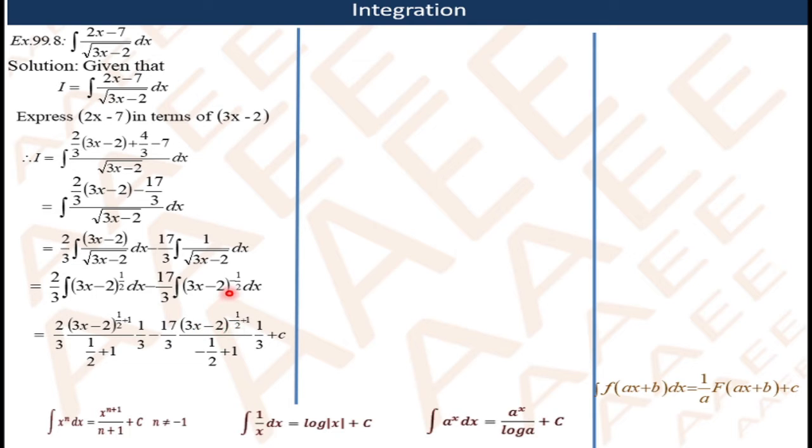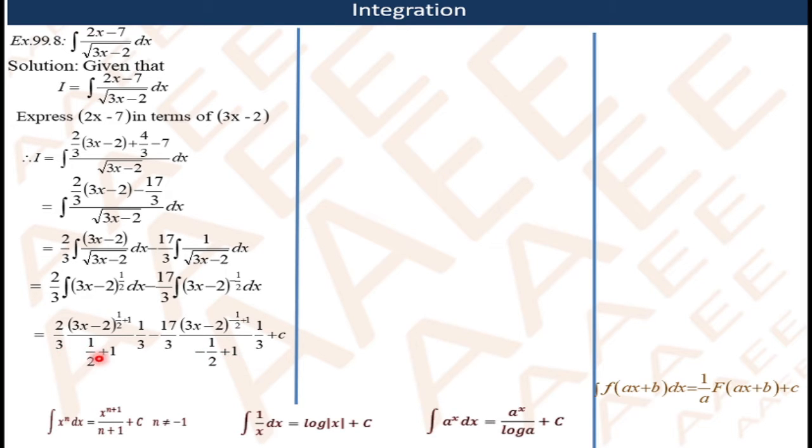Similarly 3 by (3x minus 2) raised to minus 1 by 2 plus 1 upon minus 1 by 2 plus 1, and this one, this 3x, that is 1 by 3 plus c. And this one, 1 by 2 plus 1 is 3 by 2, and minus 1 by 2 plus 1 is 1 by 2.